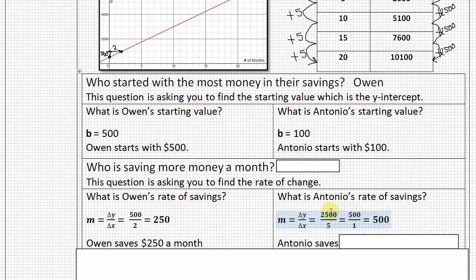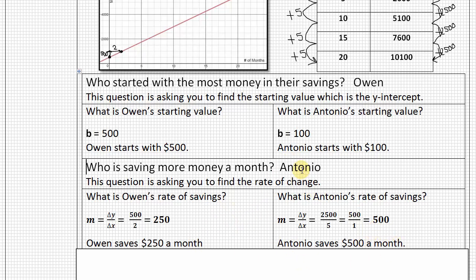I could have also just divided 2,500 by 5, and I would have gotten to 500. And so Antonio is saving $500 a month. So who's saving more? Well, it looks like Antonio is. He's saving twice as much. So Antonio is saving more. So Owen started with more. He started with $500 in his savings account, but Antonio is saving more.